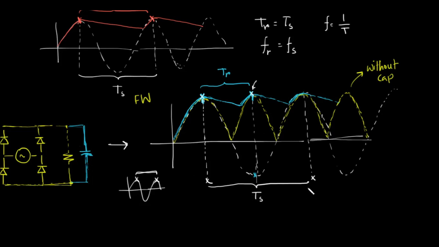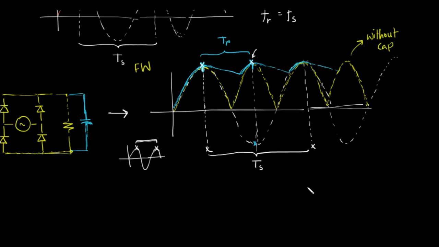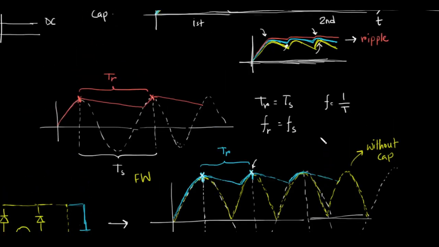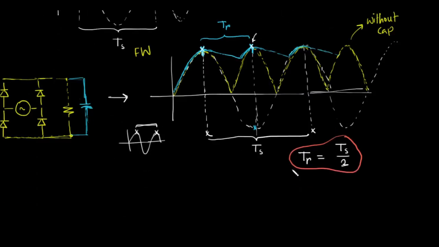So we can easily conclude from this graph that for a full wave rectifier, the time period of the ripple is actually half of the time period of the signal. Simple as that. So what is the main difference that we see here? For a full wave rectifier, the time period of the ripple is half of the time period of the signal, and for a half wave rectifier, the time period of the ripple is equal to the time period of the signal. So if we write this in terms of frequency, what can we write?